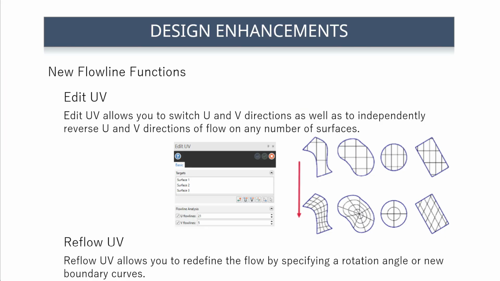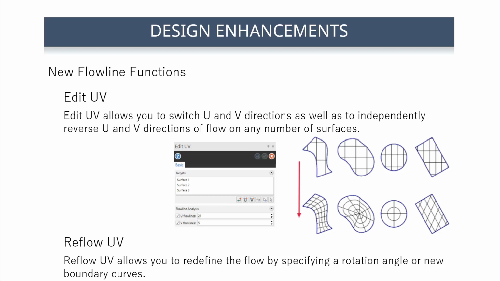Some more changes here in design enhancements, new flow line functions. We have edit UV and reflow UV. So edit UV allows you to switch U and V directions as well as to independently reverse the U and V directions of flow on any number of surfaces. If you are using flow line toolpath, the one limitation is the flows of the surfaces. If they're not all the same, you're going to get long cuts and cross cuts and stuff like that. So now we have the ability to switch the U and V directions of them.